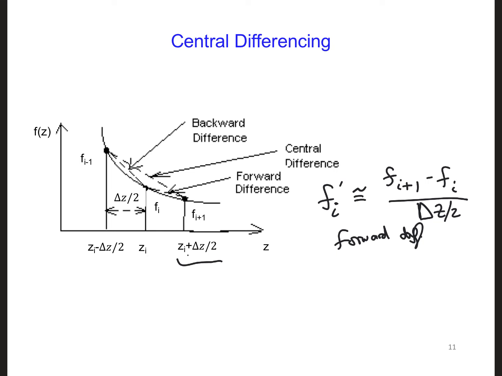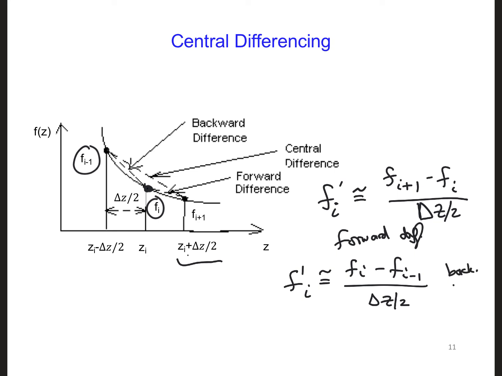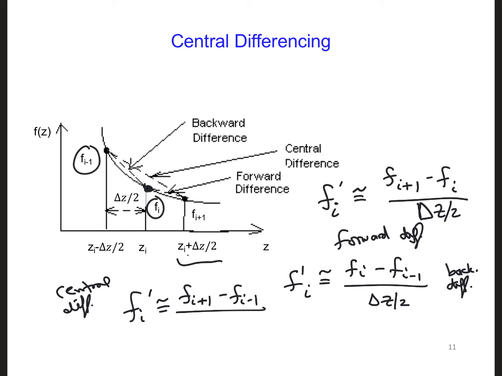Another option is backward differencing. So that has a similar format. We're going to have f of i minus f of i minus 1. That would be this one right here, and this one, which is right there. And that's also delta z over 2 apart from each other. So this is backward differencing. And then for central differencing, which is the one we'll be using, we approximate the derivative as being f of i plus 1 minus f of i minus 1, divided by the distance between them, which would be a total of delta z.